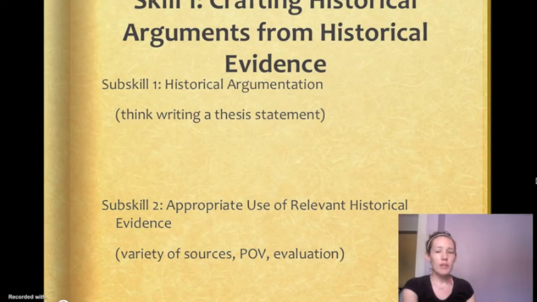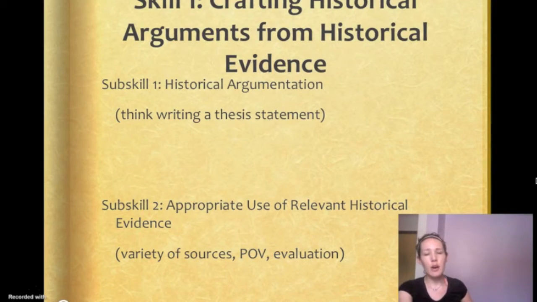What this means is that you need to be able to take a variety of types of historical evidence. So for example, primary sources and secondary sources. You need to be able to take both of those and ultimately use them to help you come up with a conclusion, you come up with your historical argument.